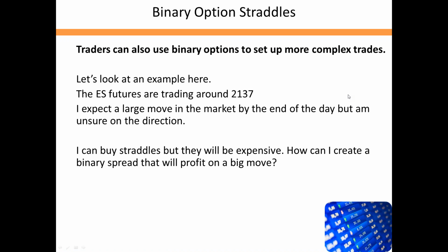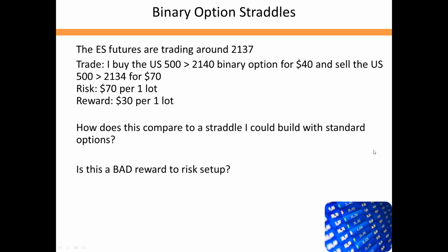So with futures trading at 2137, if I expect a large move in the market by the end of the day, but I'm unsure on the direction, I can buy straddles or strangles in the SPY options and the E-mini S&P futures options, but those are going to be expensive, right? It's going to expose me to a lot of risk, and it's also going to expose me to time decay in a big way.